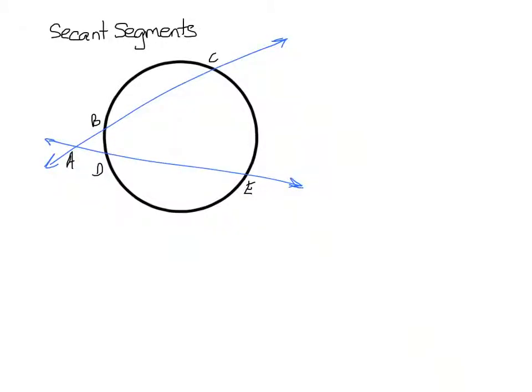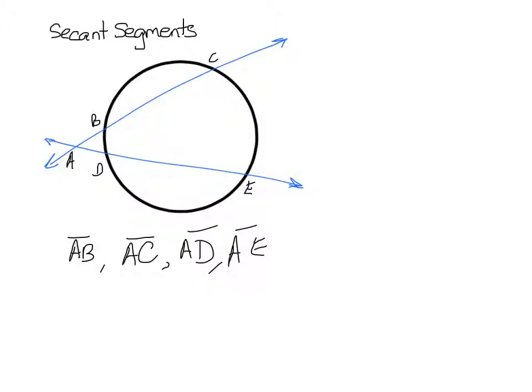Okay, so let's start off by talking about what a secant segment is. A secant segment is a segment with exactly one endpoint on the circle. So for example, in the segment AB, B is on the circle. That's the endpoint that's on the circle. In the segment AC, the endpoint that's on the circle is C. So that is also a secant segment. And we have AD, and what's the last one? Correct, AE.